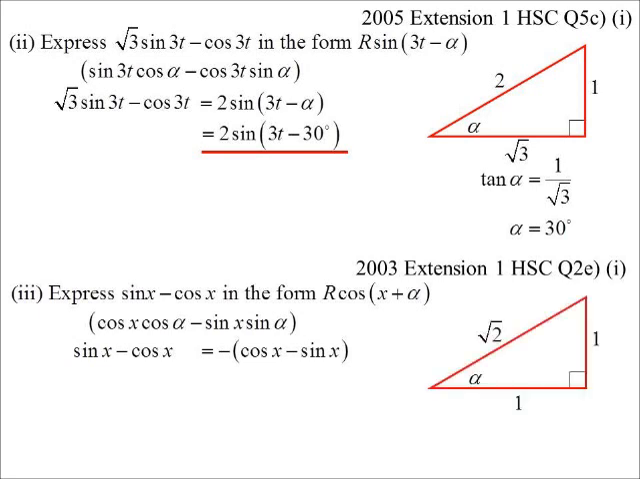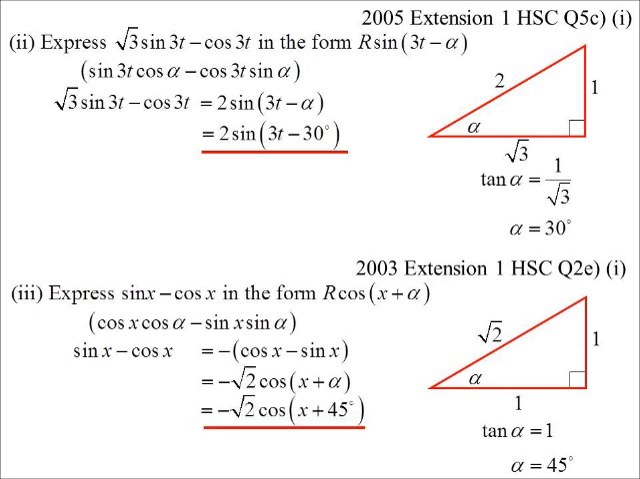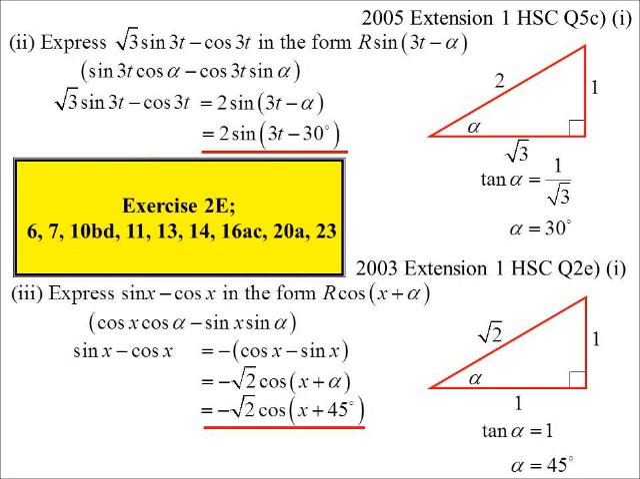If I draw it in, well, both the opposite and the adjacent will be 1. The hypotenuse is the square root of 2. So I get minus root 2 x plus alpha, sorry. Exact value again. Tan of what is 1? 45. So I get minus root 2 cos of x plus 45.